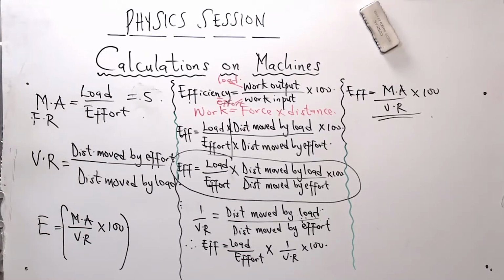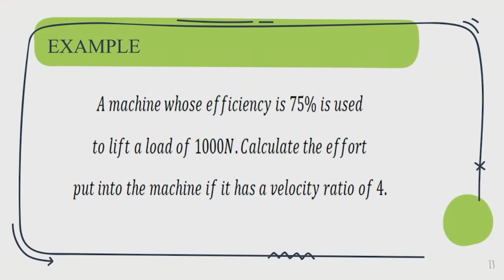So the second question here is saying that a machine whose efficiency is 75% is used to lift a load of 1000 Newton. Calculate the effort put into the machine if it has a velocity ratio of 4. So a very simple question. So let's see how the solution is going to be.